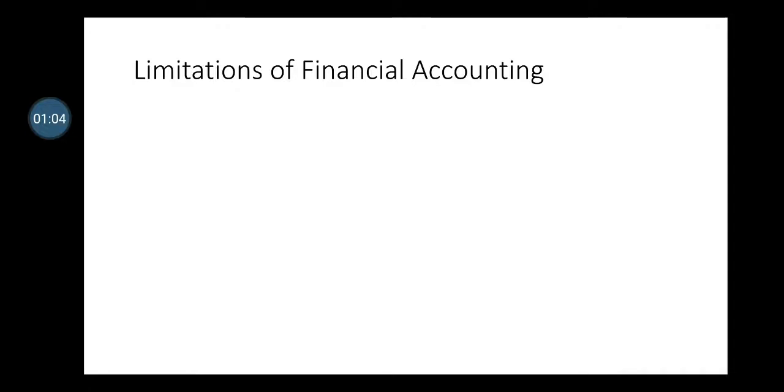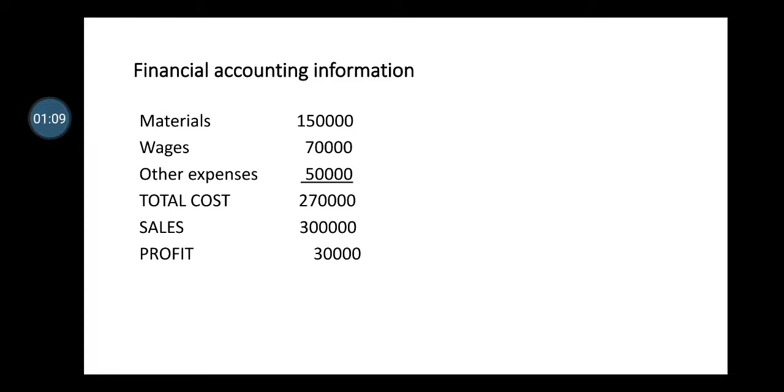This can be illustrated with the help of an example. We have this financial accounting information which is drawn from a trading and profit and loss account of a business firm which manufactures three different products. The material consumed is 1,50,000, wages incurred 70,000, other expenses 50,000. So the total cost incurred is 2,70,000 and the sales for the period are 3 lakh. So the profit is 30,000, which comes to 10% of the sales.